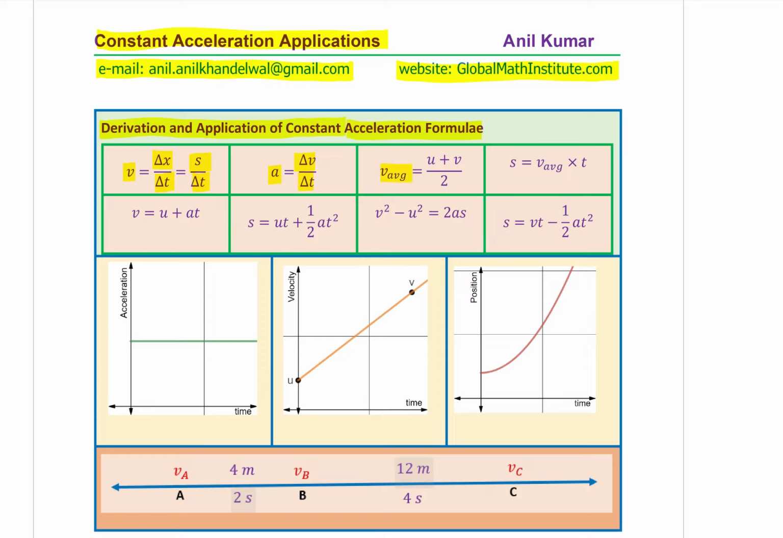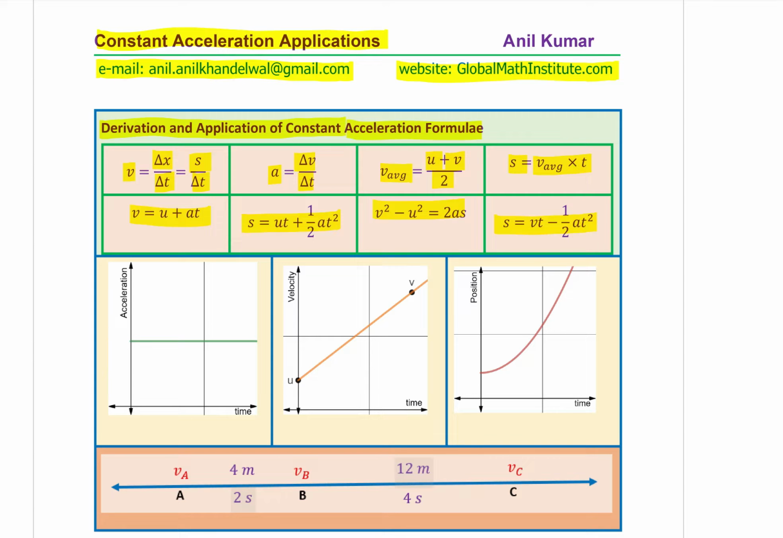So the average velocity which we are talking about is initial velocity u plus final velocity v divided by 2. That gives you the average velocity for the duration in which the particle is moving. We'll assume linear relation for velocity with constant acceleration. The displacement for this will be the average velocity into time taken. We'll derive these formulas, which are v equals u plus at, s equals ut plus half at square, v square minus u square equals 2as, and s equals vt minus half at square.